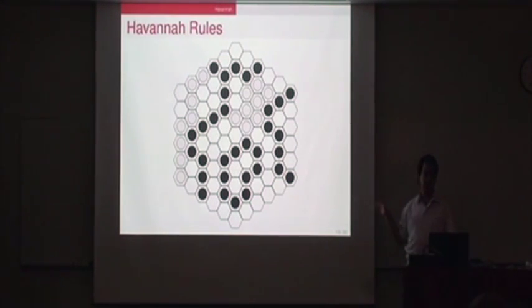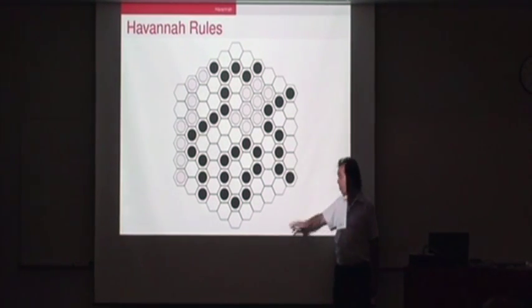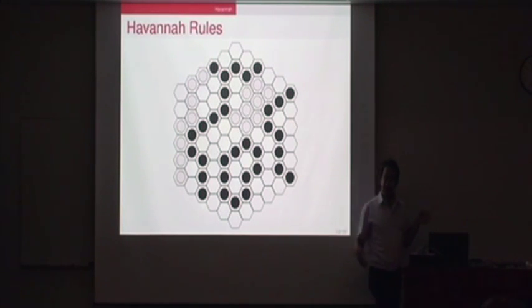And on the right is the third, the bridge, which is to connect two corners. The corners don't belong to the edges. So either you try to connect corners or you try to connect edges. And so this is the third winning condition.